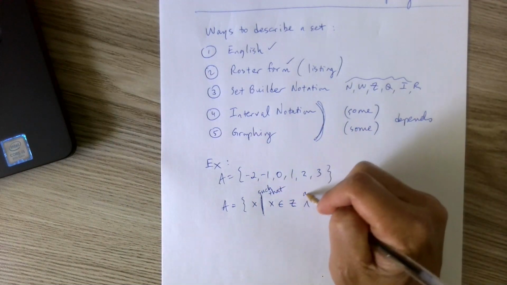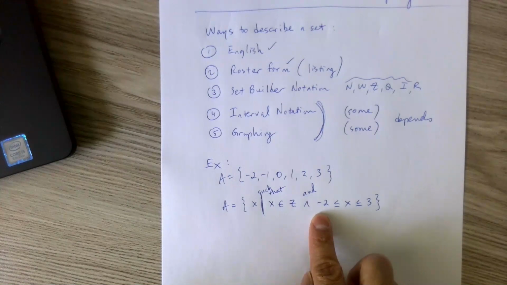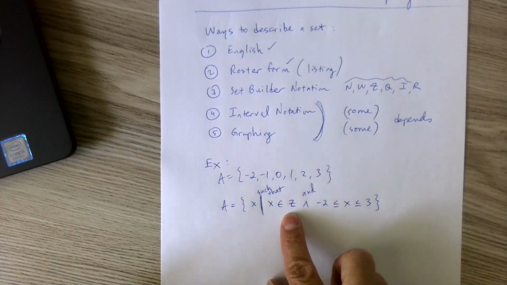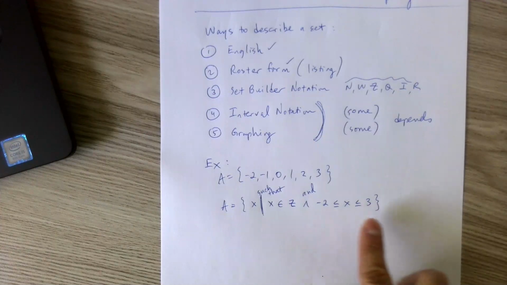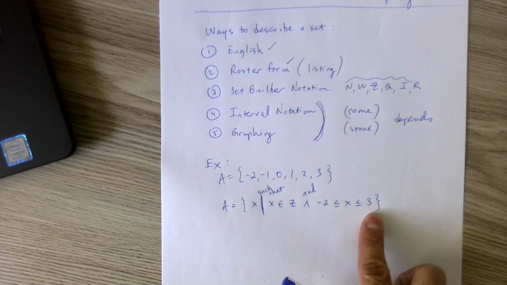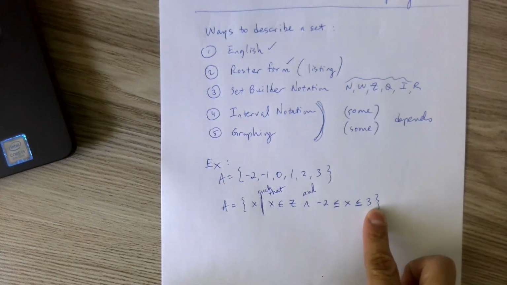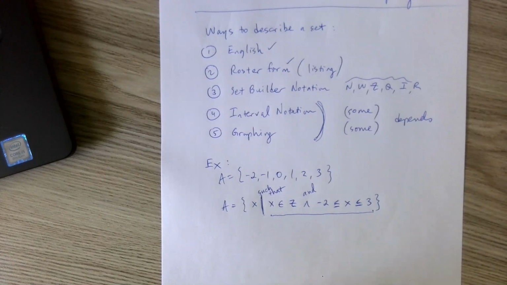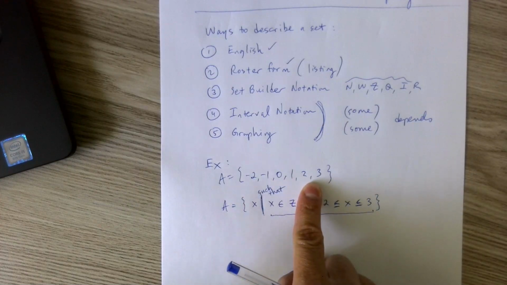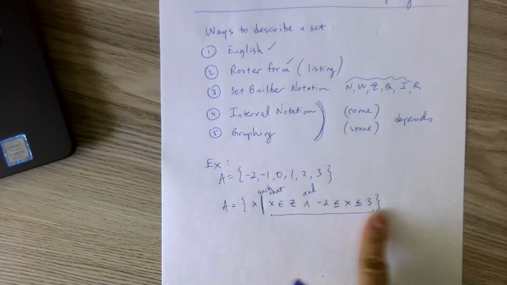Plus, or that caret literally means and. Now what I'm going to tell you is a little more specific than just saying it's an integer. And x is between -2 and 3, including -2 and 3, because I have the less than or equal to here. So it's including -2 and 3. So this part is the description of every element x in the set. And you can see by looking at the roster form that it is an accurate description of those 6 elements. Okay, that's set builder.